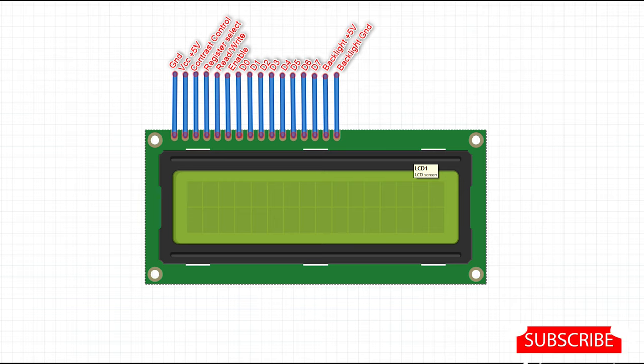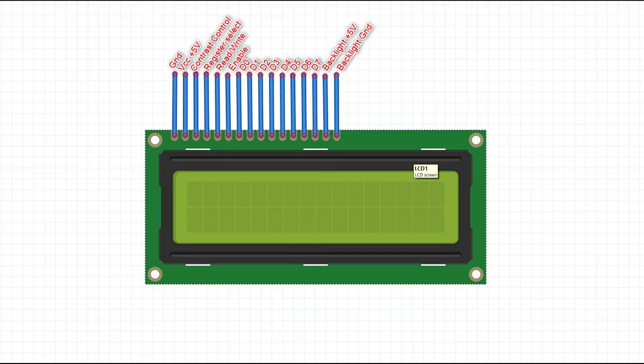The first pin which you can see on the screen is the ground pin, which is connected to the negative terminal, and the second pin is the power supply, that is 5 volts. You can connect it to the Arduino UNO 5 volts, and the next one is a contrast control which you can also use a pot over here to vary the contrast. For the maximum contrast, you can just ground it.